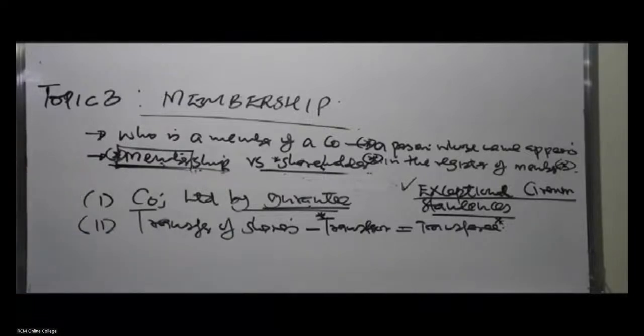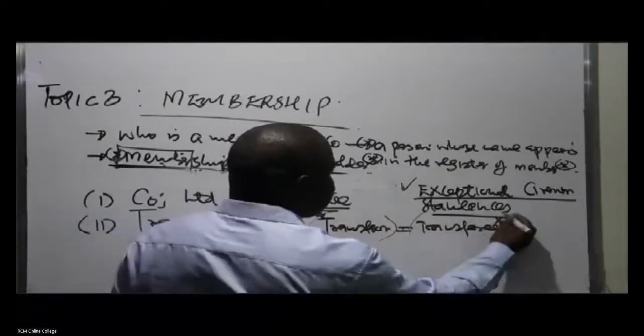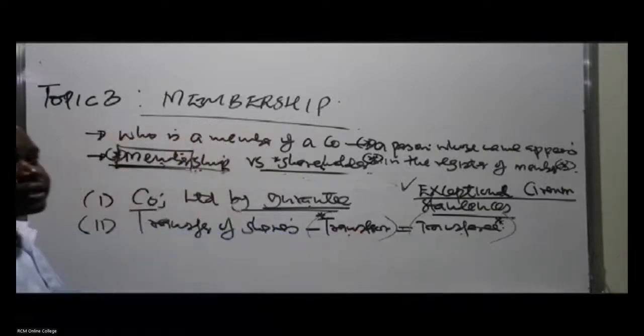But you can see these two parties have already agreed. This one has already paid the price of the shares to the transferor. But they're just waiting on the company. The board of directors has to approve.